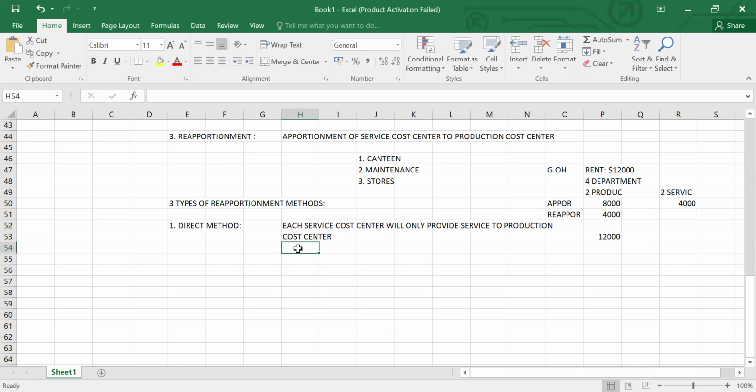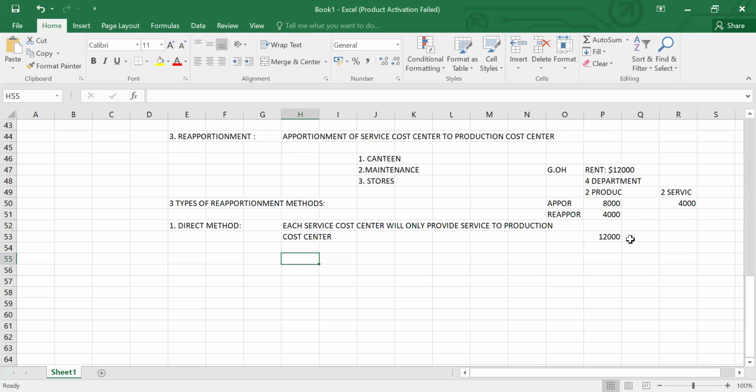So what I have written, please revise it: each service cost center will provide service to only production cost center. This means that there is only one way of providing service. One service cost center is giving service to the production centers. In this method, you simply apportion the cost of service, as I just explained in this example, that this is the cost of the service cost center, 4,000. You will simply apportion it to the production cost centers.